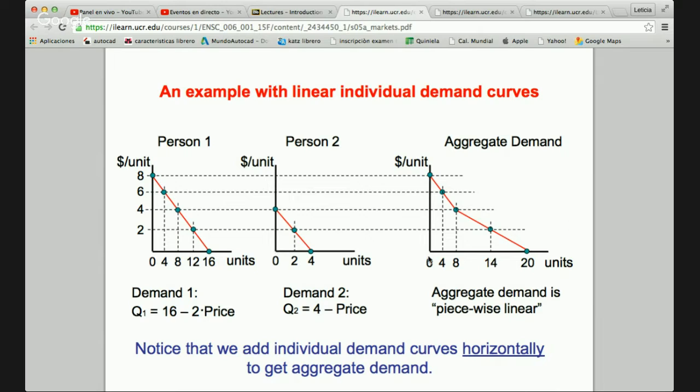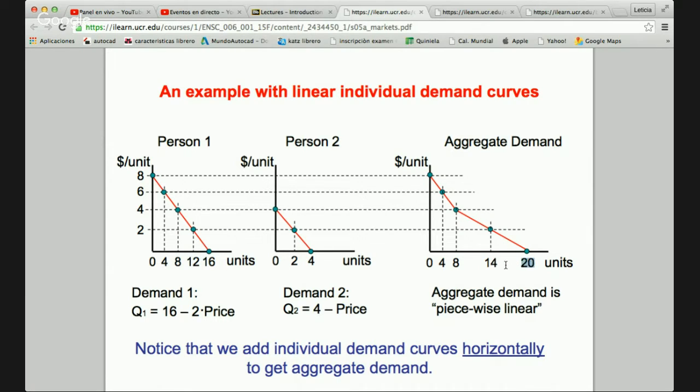Now, to get our aggregate demand, we're simply going to sum the units consumed at a certain price. So that's why we have this line in here. And then we sum up at price 2, person 1 is going to consume 12 units, and at price 2, person 2 is going to consume 2 units. So we will have 14 units. At price 0, person 1 is willing to consume 16 units, person 2 is willing to consume 4 units, so we have a 20 here.